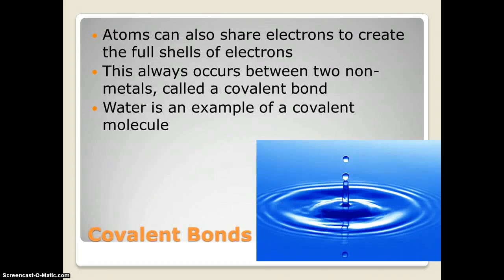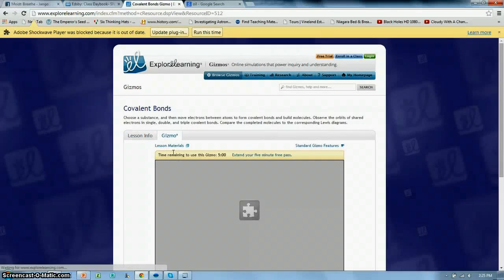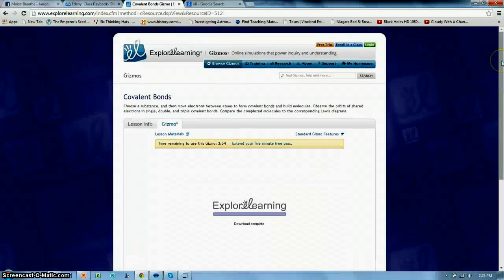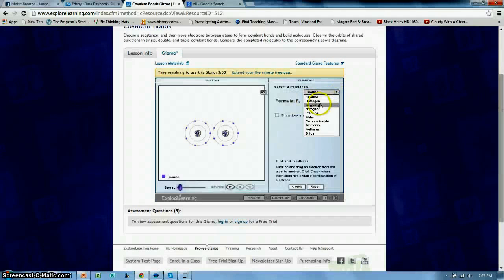Okay? Covalent bonds have a bit of a different twist to them. In terms of an ionic bond, you had one atom donating an electron to another. In the case of a covalent bond, electrons are actually shared between two atoms. So let me show you what that looks like here. If I go to my gizmo here, as we call it, let's go with a simple example to start.